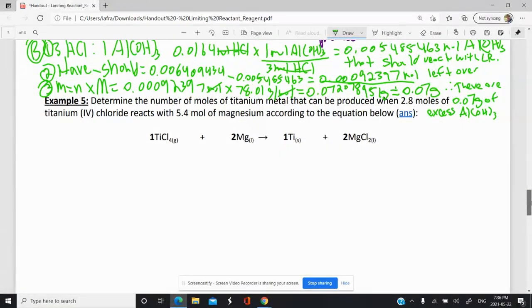You can try example 5 on your own. And in the next video, you can check your work to see if you were on the right track.